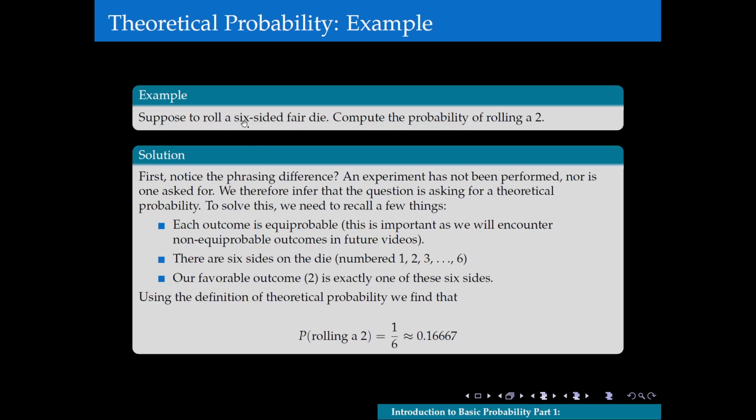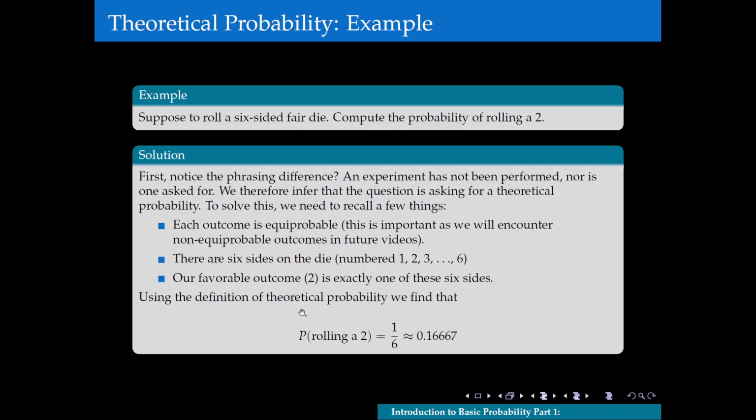Usually in exercises and questions, when we talk about a 6-sided die, we assume they're distinct, whether they have numbers or letters on them. But in this case, we'll just assume numbers just for organization. Now our favorable outcome is 2. That's what we're asking for, the probability of rolling a 2. So 2 is exactly one of these 6 sides. Okay, so that means the number of favorable outcomes is 1. There's only one number 2 on the die. Now the number of possible outcomes is 6 because there's 6 sides to the die. There's 6 distinct faces on the die.